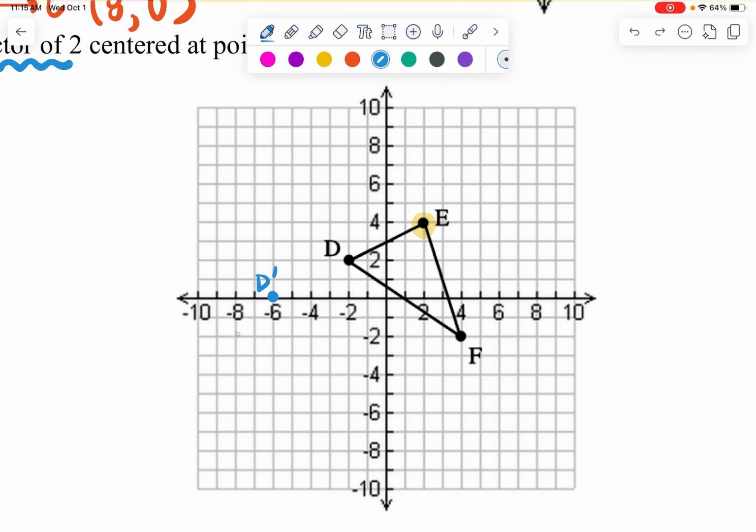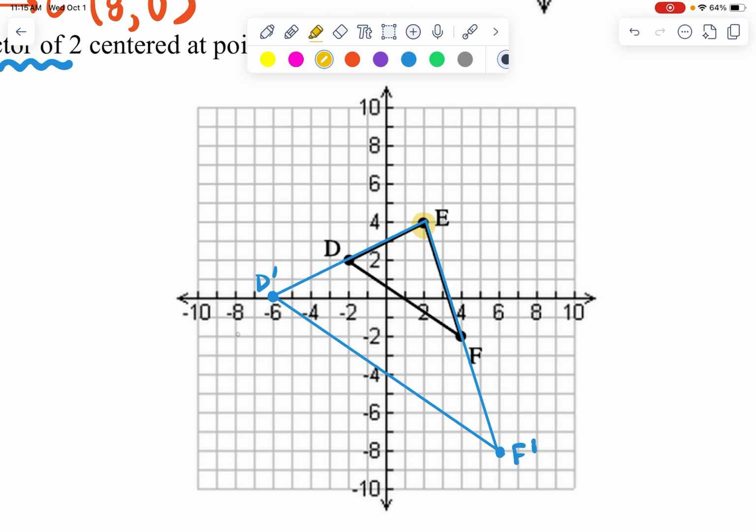Okay, what about F? Looks like we went right 2, down 1, 2, 3, 4, 5, 6. So instead of right 2, down 6 for me, I'm going to go right 4, down 12. Which should put me here, I believe. All right, and if I draw and connect everybody back to E, because clearly E is not going to move since he is the point of dilation.